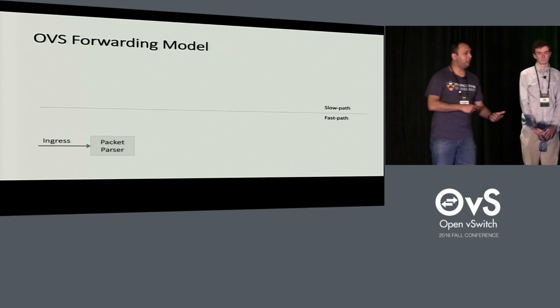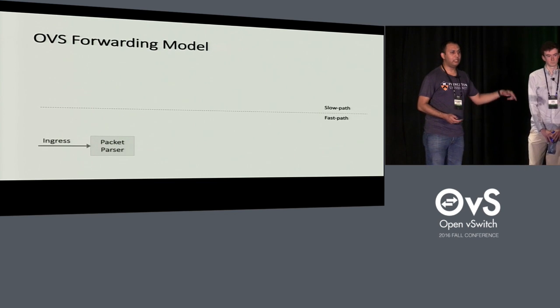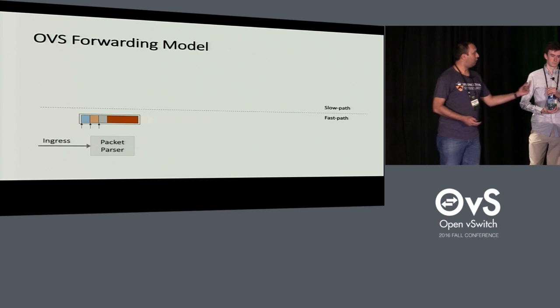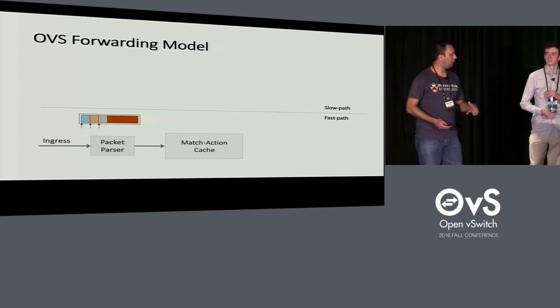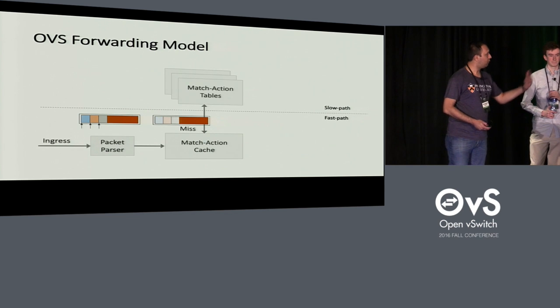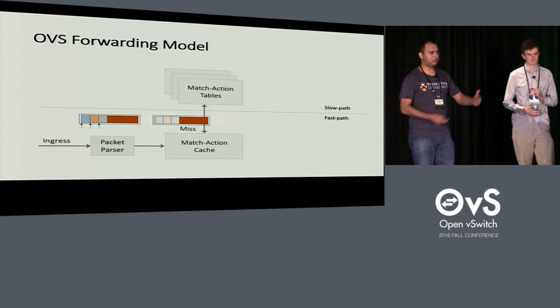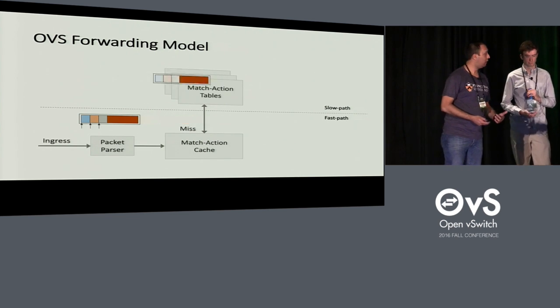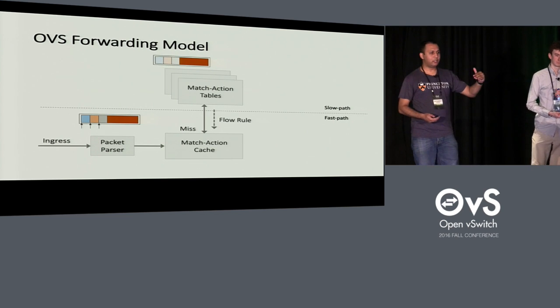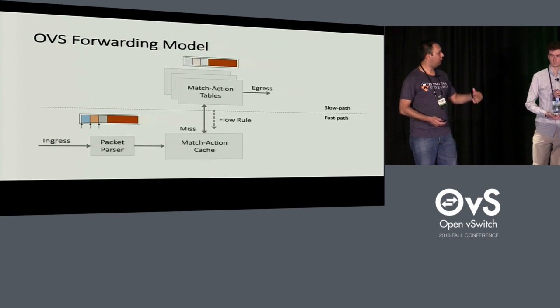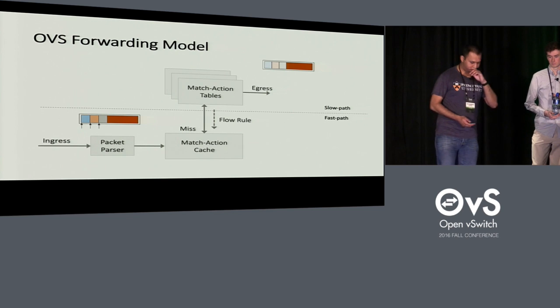But in comparison, OVS has a packet parser running in the fast path. The packet comes in, we identify the fields, we look them up in the match action cache, and once we see a miss, we go to the match action tables. This is the control flow of the pipeline in OVS. After running the packet through the match action tables, we write a flow rule, and then the packet goes out to the egress.